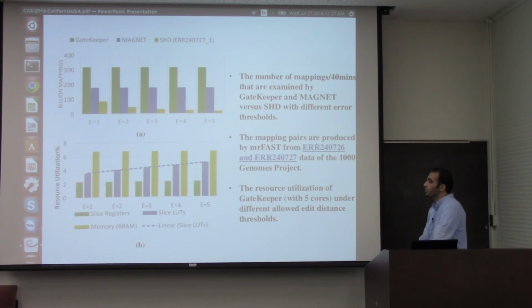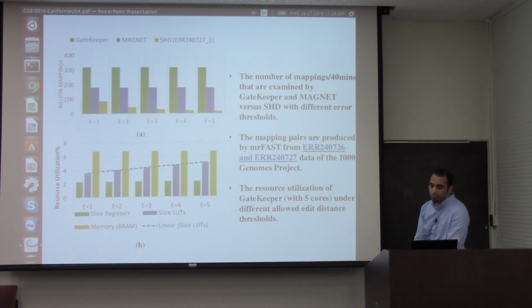And for the speed, or the runtime, of our two filters, here without parallelism, you can see that the Gatekeeper, which is green in the figure above, takes like 300 billion mappings per 40 minutes. For the MAGNET, which is the second filter, it takes more time, about 180 billion mappings per 40 minutes.